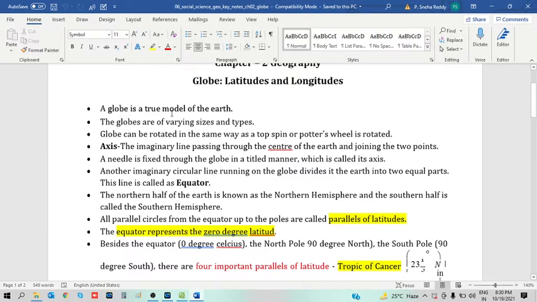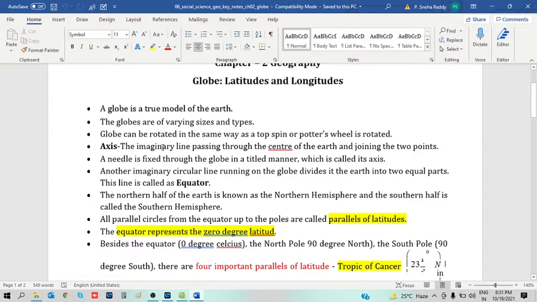A globe is a true model of the earth. Globes are of varying sizes and types. A globe can be rotated in the same way as a top spin or a Ferris wheel is rotated.